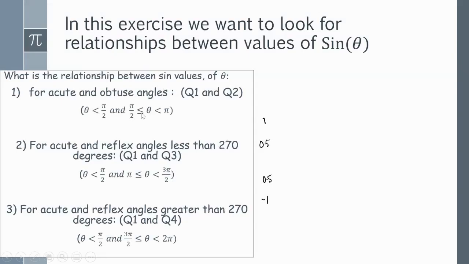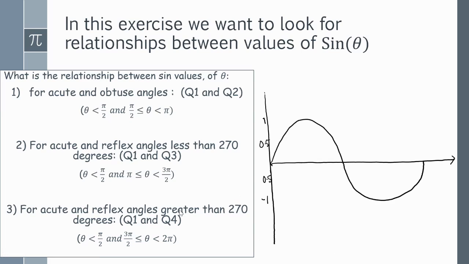So, in the exercise today, we want to look for relationships between values of sine theta, where theta is acute, obtuse, reflex. So, let's have a look. I'm going to draw out my sine graph and we'll get an idea of what I mean. I'm then going to split my sine graph into 4 quadrants.